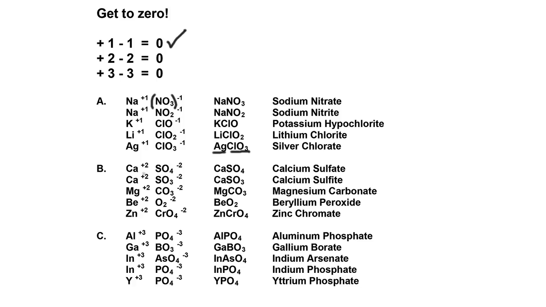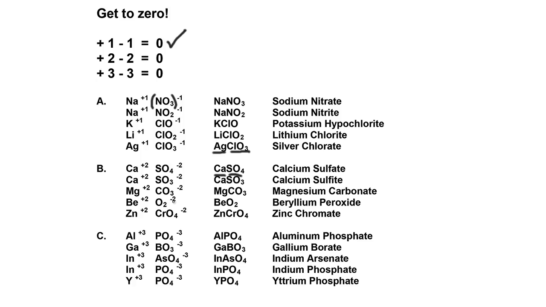Calcium is a +2. SO4 is sulfate. That's a -2. Calcium sulfate. Calcium sulfite. SO3 is sulfite. Calcium sulfite. Magnesium is a +2. CO3 is called carbonate. Magnesium carbonate would be the combination when you put those together. Magnesium carbonate. All right. Now, Be is beryllium.